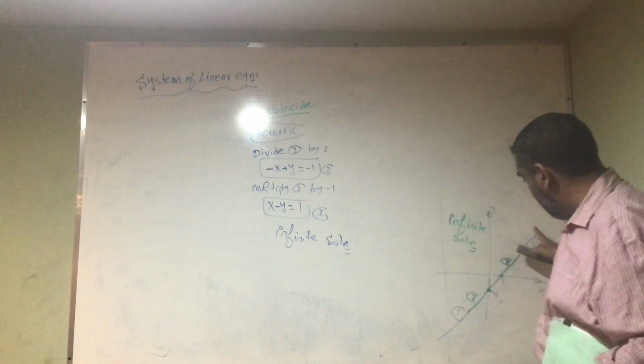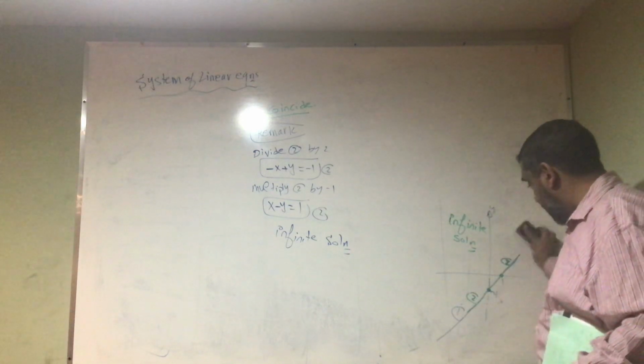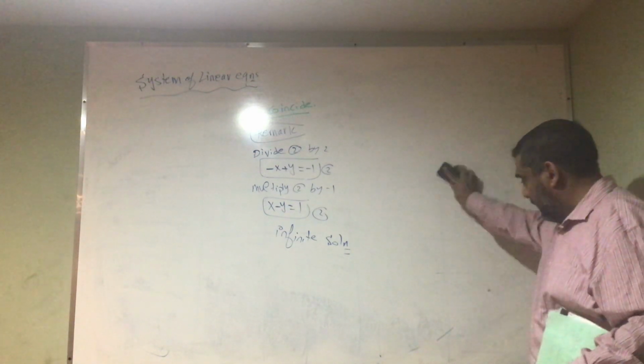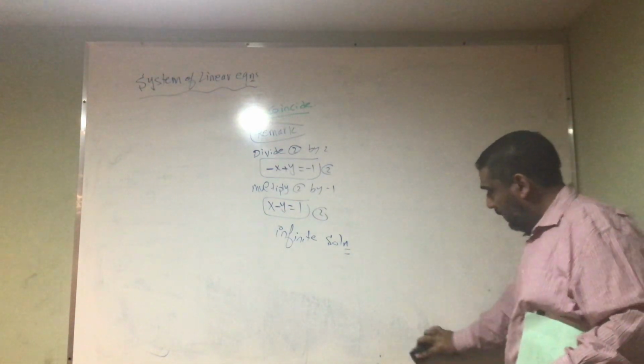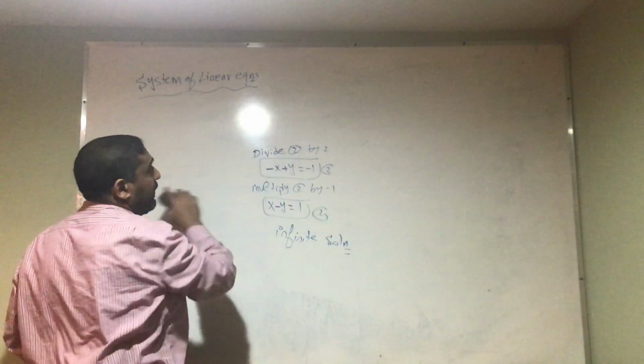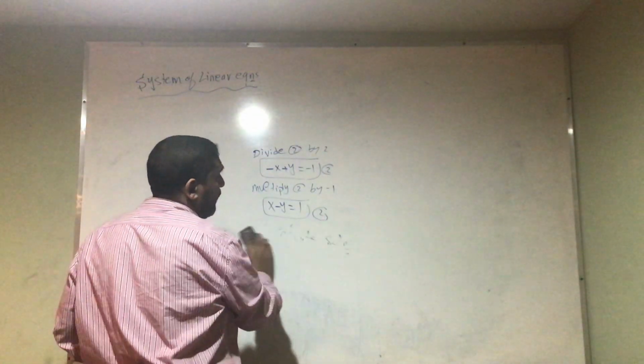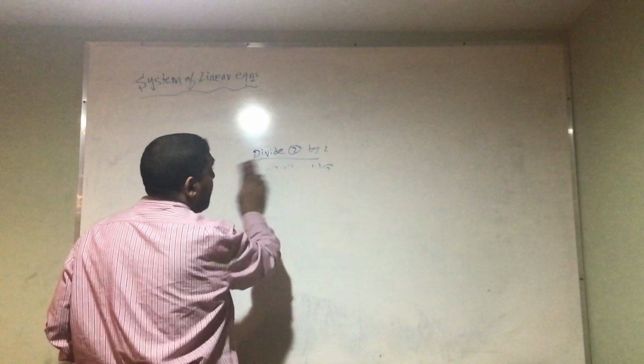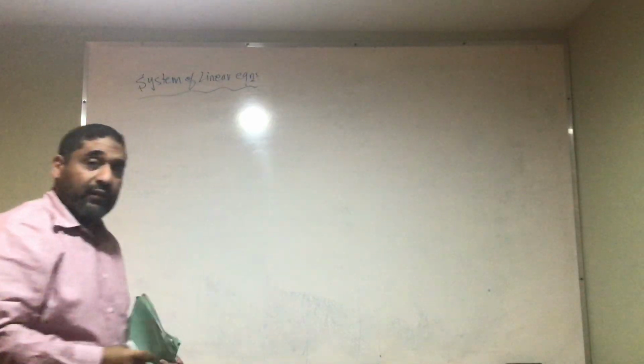So that is, we have infinite solution because they coincide, as you can see here. That is also my remark here. They are identical, because they identically have infinite solution. Okay, all right, guys.